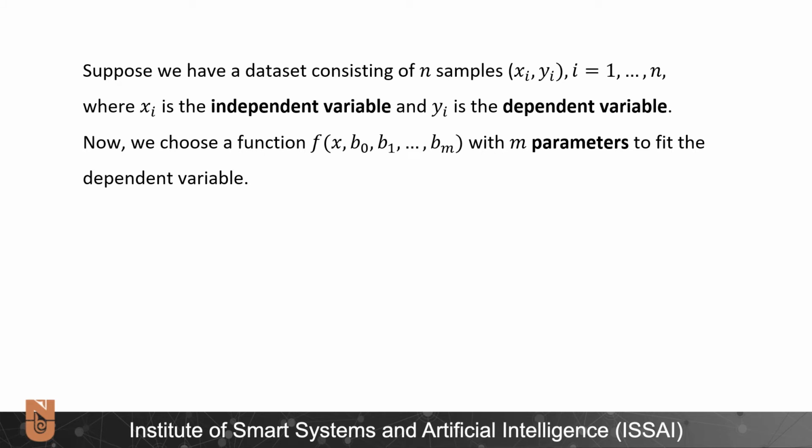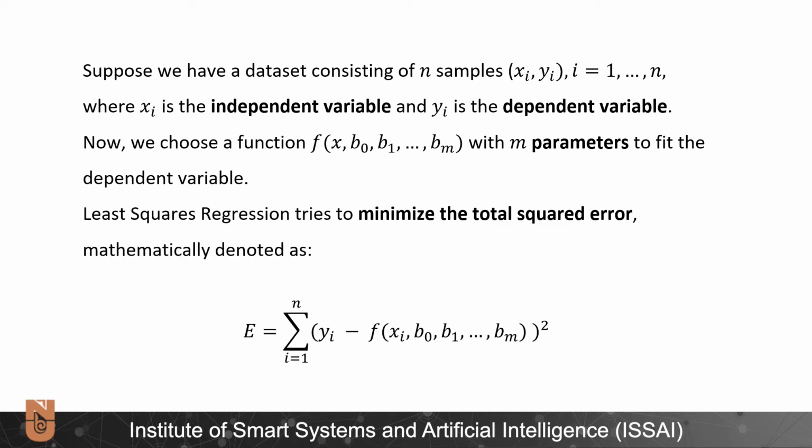To better understand Least Squares Regression and mathematics behind it, suppose we have a dataset consisting of n samples, where x is the independent variable and y is dependent variable. Now, we choose a function f with m parameters to fit the dependent variable. Least Squares Regression tries to minimize the total squared error and mathematically denoted as follows. First, we need to find the offset between the original dependent variable and approximated dependent variable. Next, we raise it to the power of 2, such that we can treat both negative and positive offsets equally, and then we sum offsets for all sample points.